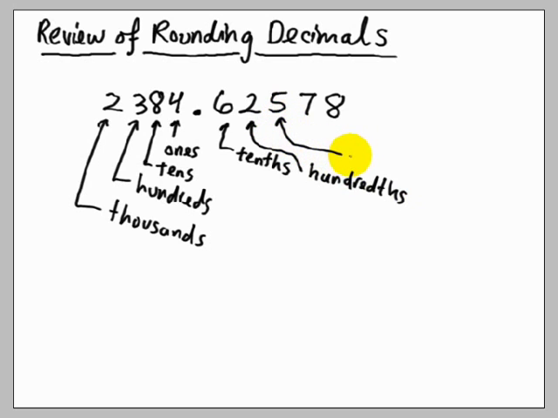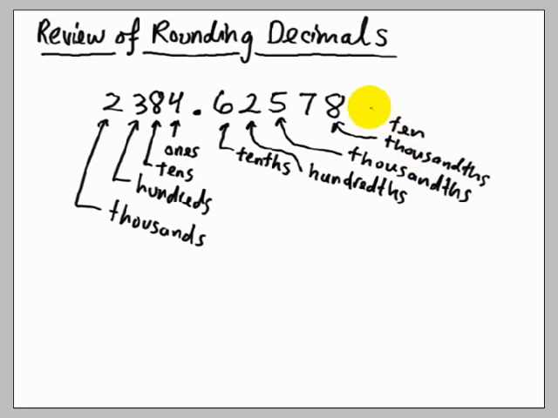This one is the thousandths. And this is the 10,000ths. I guess I'll write that out. It's kind of long. And the names continue on this side as well. The next one would be 100,000ths. And then the next one would be millionths. And then 10 millionths, etc.